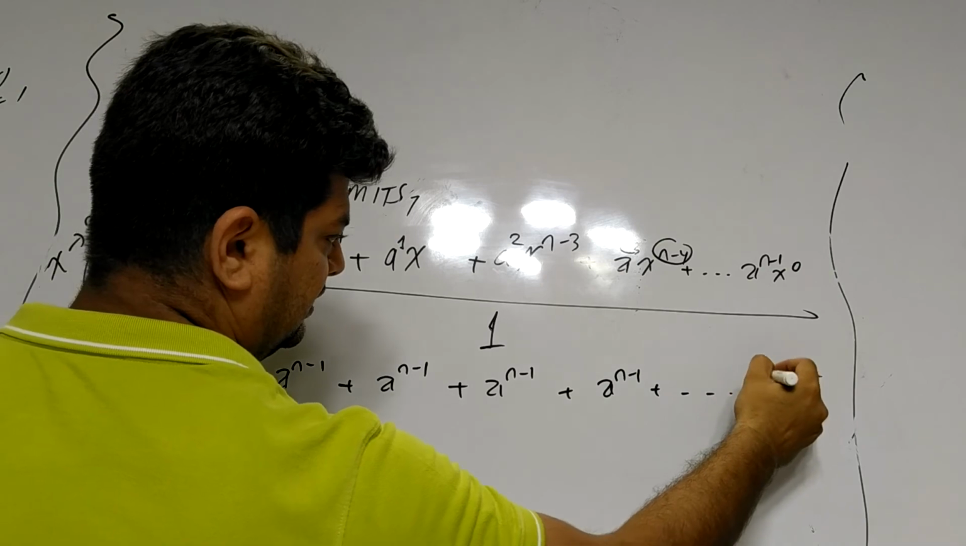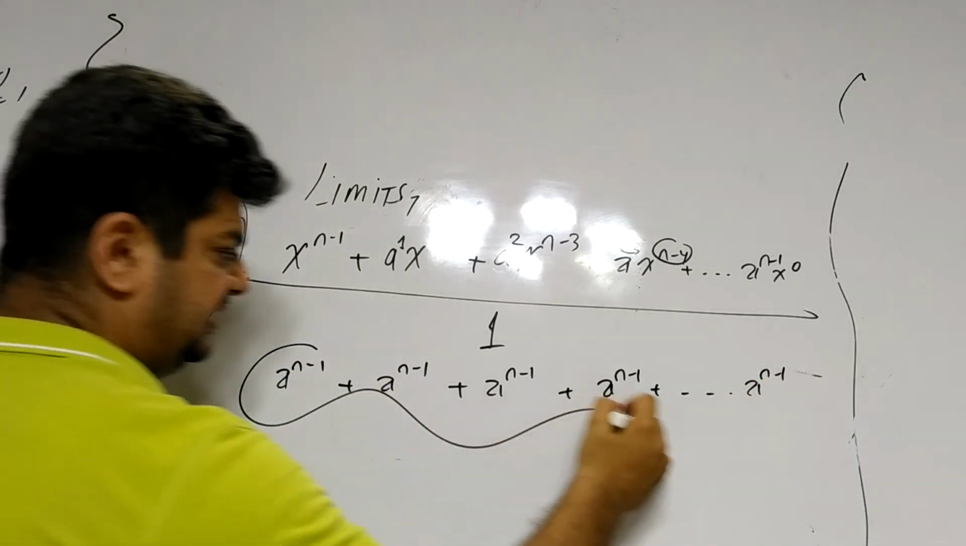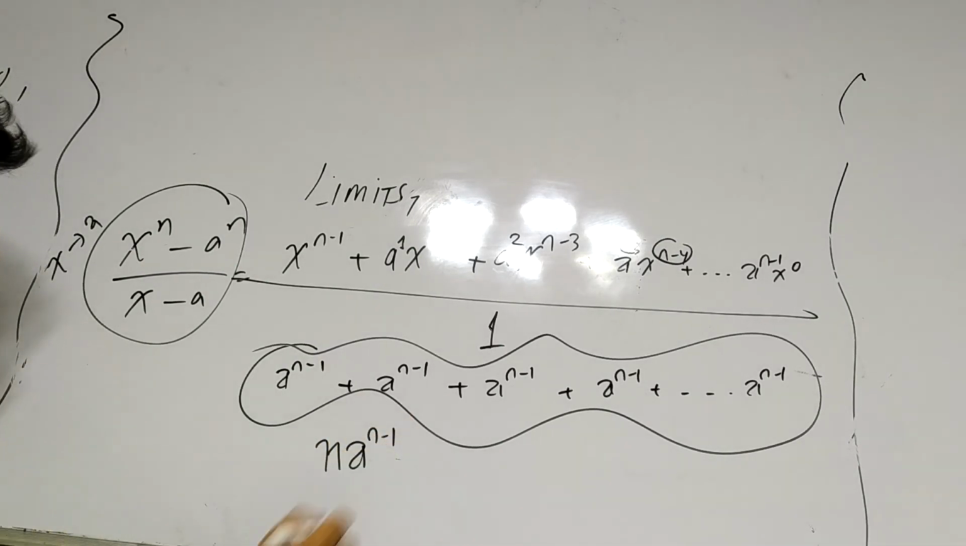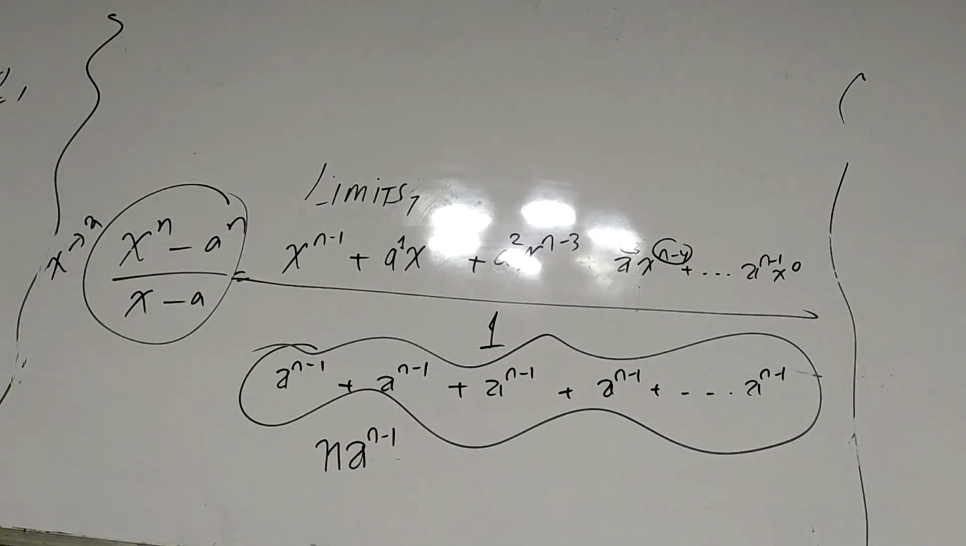And so I do have n terms here. So the answer is n a to the power n minus 1. Alright? So this is a very beautiful result which we have just concluded.